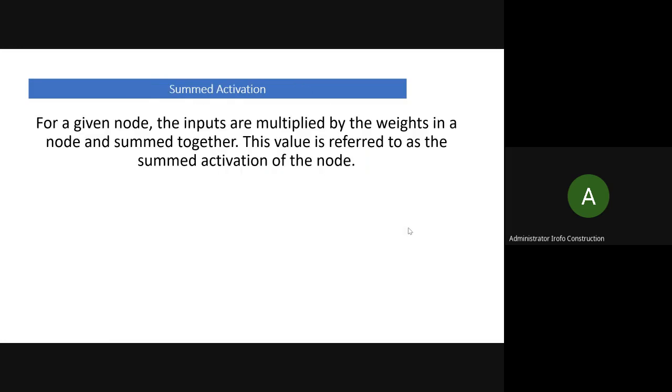That's what they are explaining here. For a given node, the inputs are multiplied by the weights in the node and summed together. This value is referred to as the summed activation of the node.